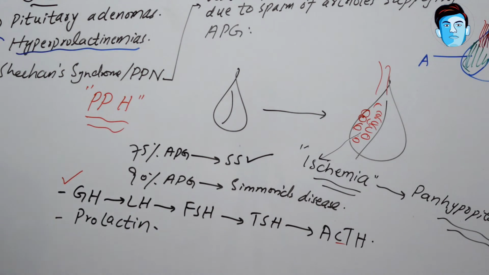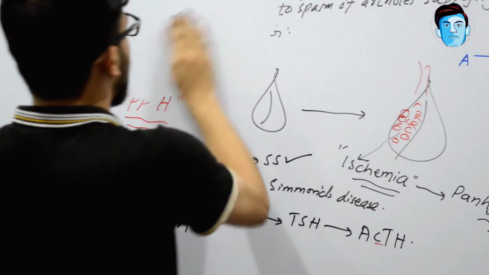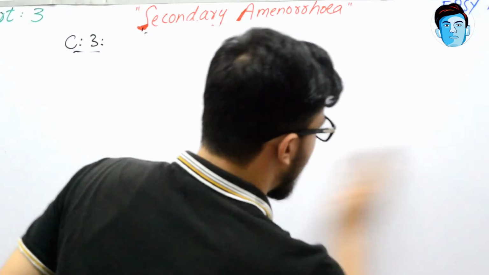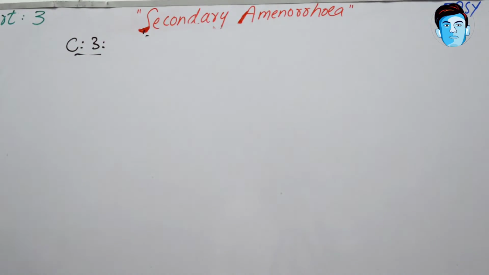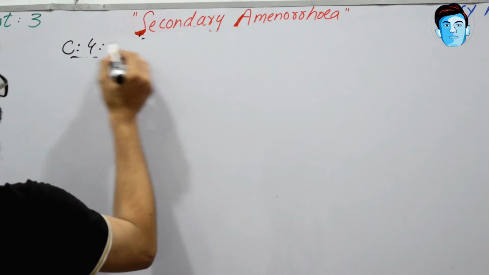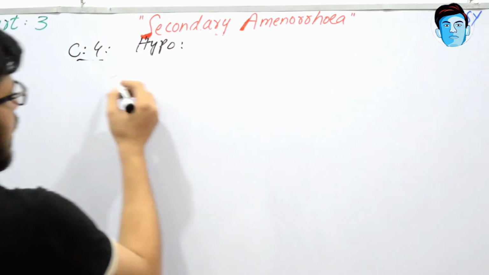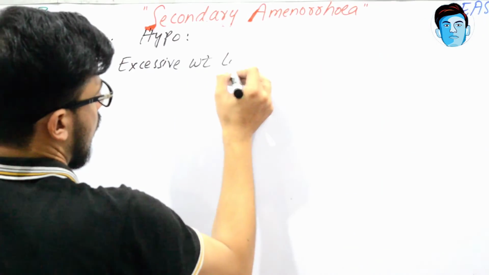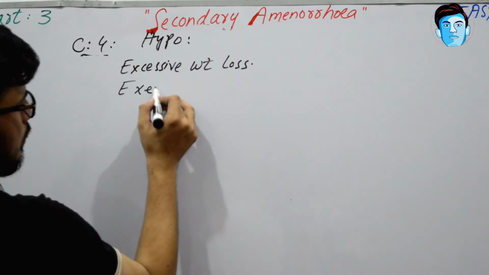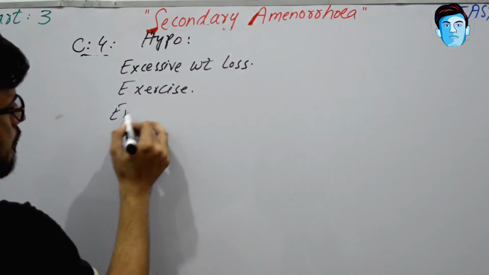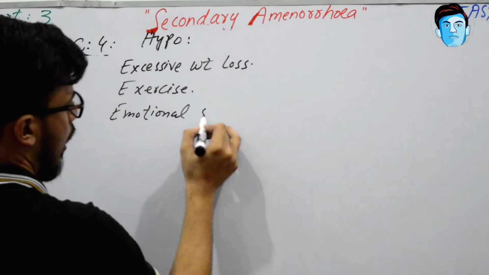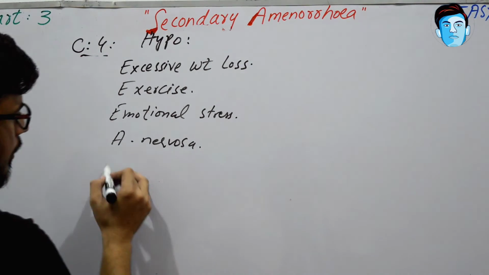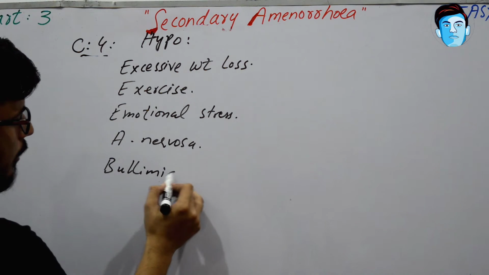Now let's talk about the last compartment, compartment 4, that is the hypothalamus. So what are the causes of hypothalamic dysfunction? The causes are excessive weight loss and exercise, emotional stress, anorexia nervosa and bulimia, granuloma and tumor.